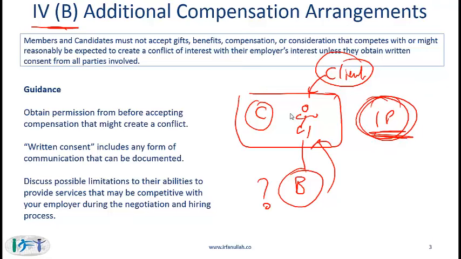Now, let's take the client situation. If the client wants to compensate you, what you must do is obtain permission before accepting compensation, because this compensation might create a conflict. Putting it another way, any compensation that might create a conflict must first be reported to your employer, and the employer then needs to allow you in writing before you can accept the gift.